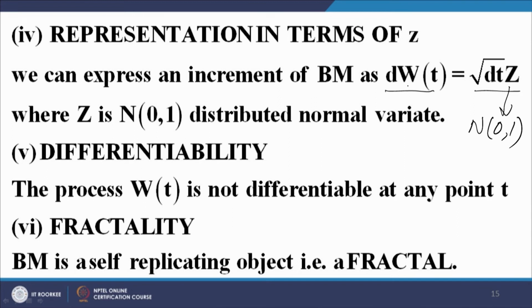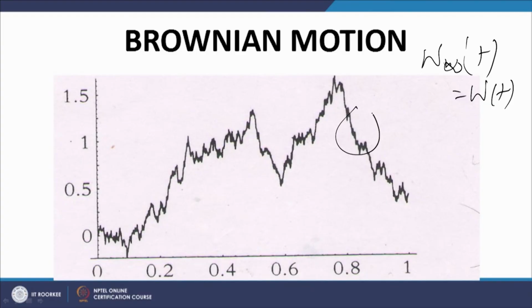Differentiability: I mentioned already, the process W t is not differentiable at any point; it is differentiable with 0 probability, or we can say the process is nowhere differentiable with probability 1. Fractality: Brownian motion is a fractal. What is a fractal? Let me quickly outline because of paucity of time. If you blow up the structure of Brownian motion, for example, if you take any segment of this Brownian motion and blow it up under a microscope, you will find that the structure remains intact.